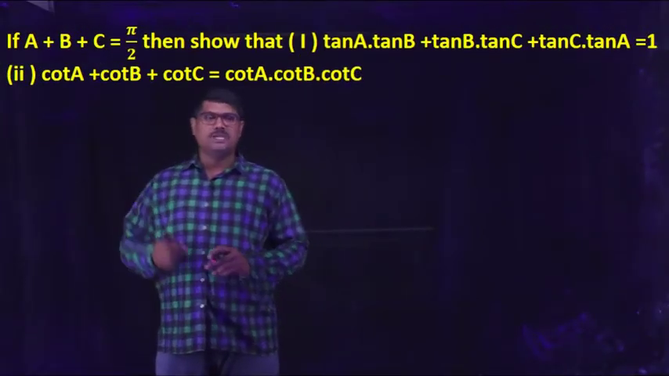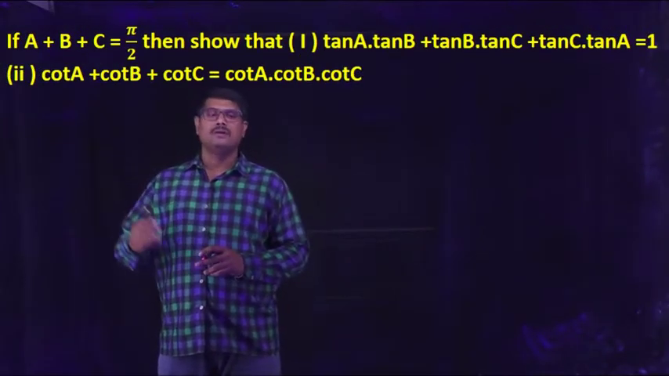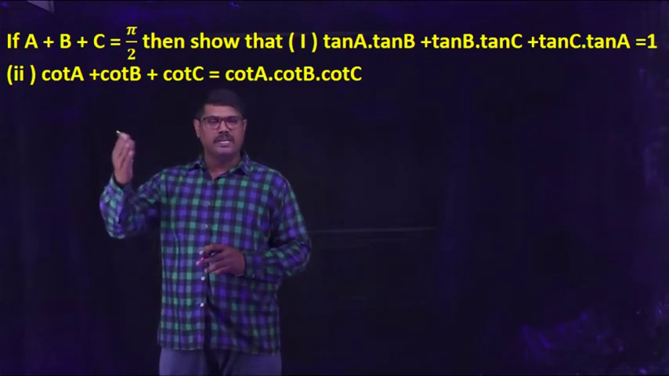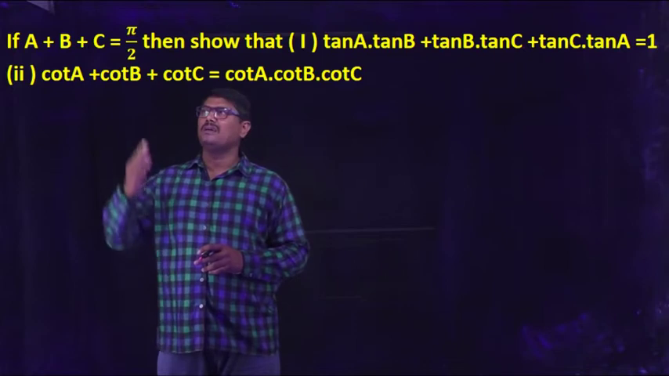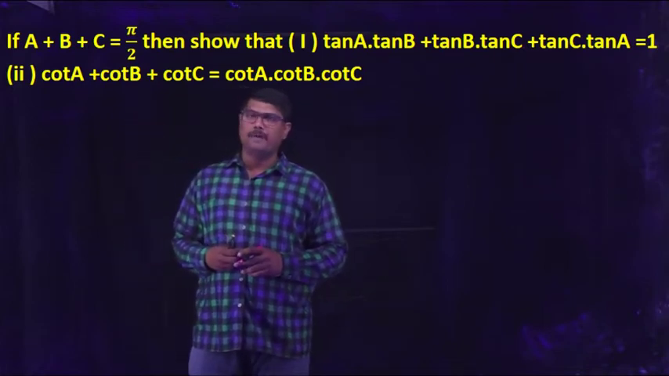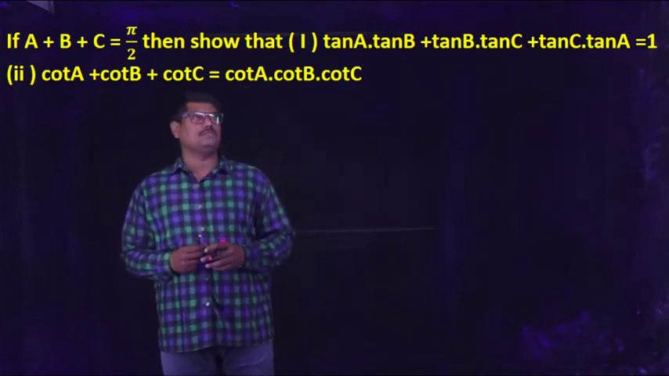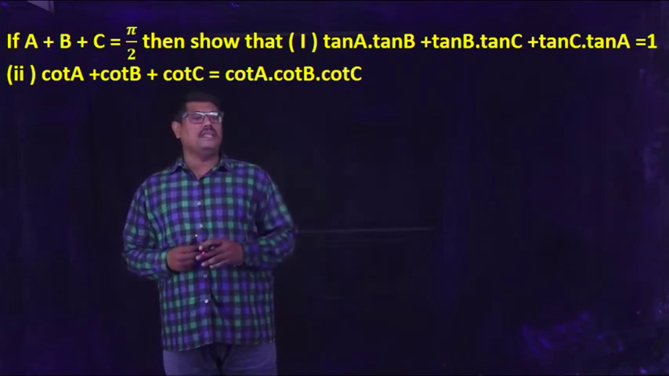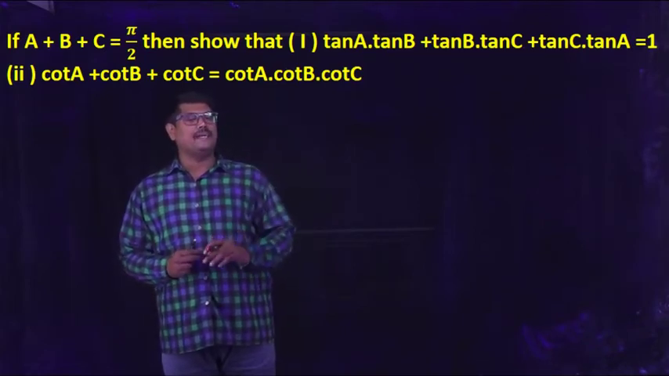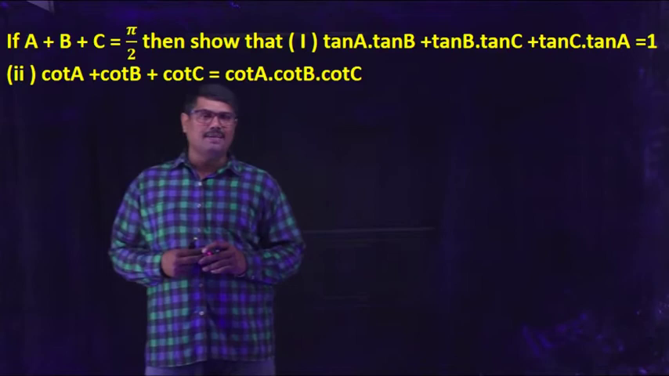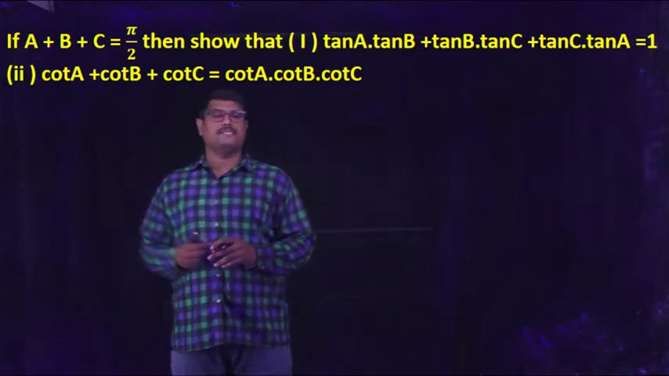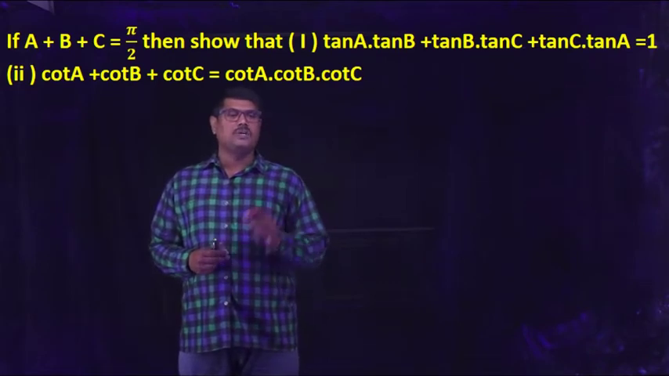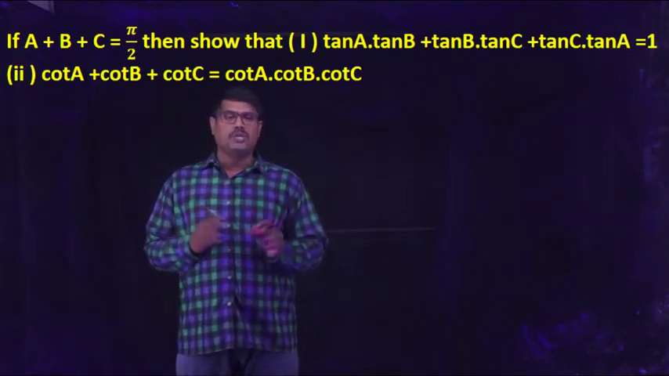Now let us observe one more condition. In the previous problem, we considered A plus B plus C as pi. Here we have to consider A plus B plus C is equal to pi by 2. Then observe the conditions. First condition, tan A tan B plus tan B tan C plus tan C tan A is equal to 1. The condition in terms of cot value, which is cot A plus cot B plus cot C is equal to cot A into cot B into cot C. So these are the conditions you have to remember.